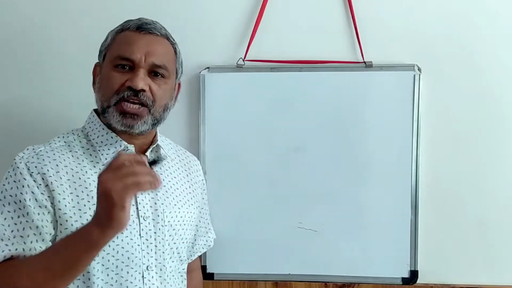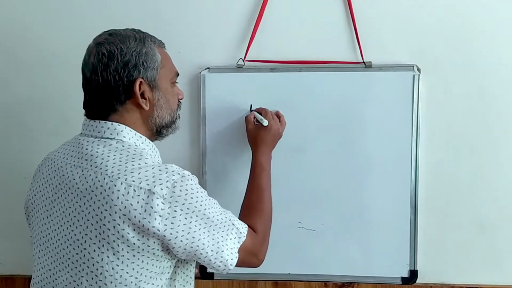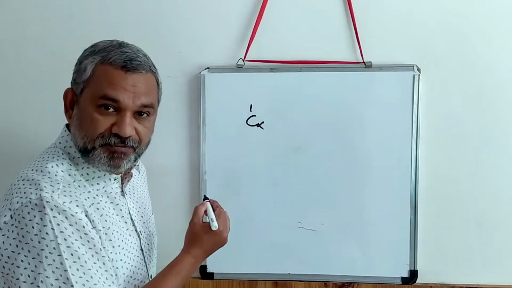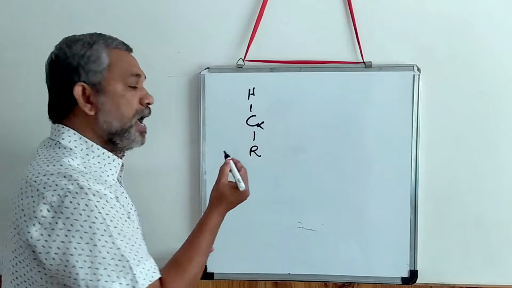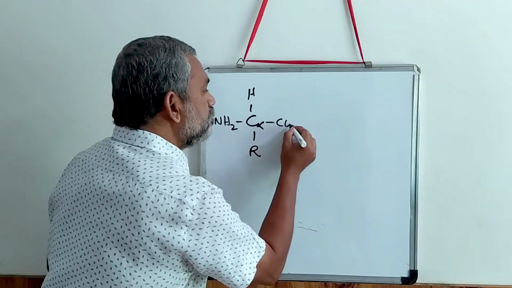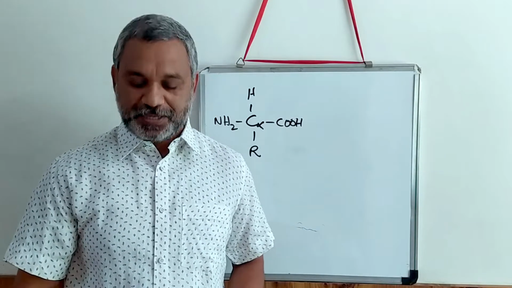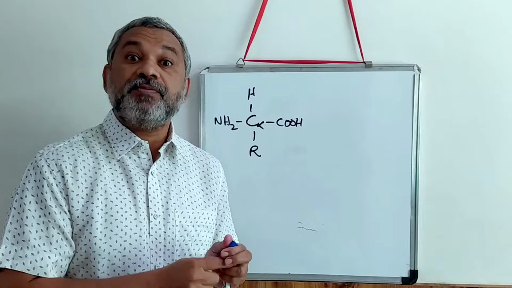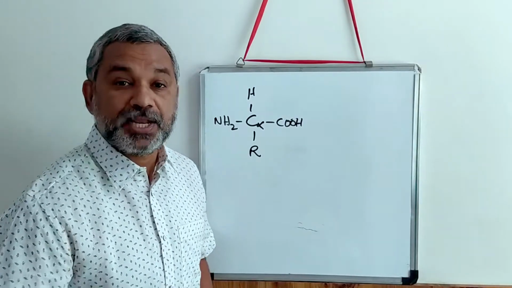So we will write the structure of one of the amino acids. Therefore, one amino acid, this is the C alpha carbon atom. It will have an R group, an amino group and a carboxyl end. So this is the structure of an amino acid, and the bond is formed between two amino acids. So let us also write the structure of another amino acid.